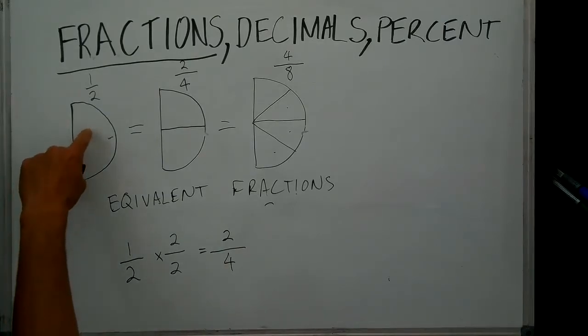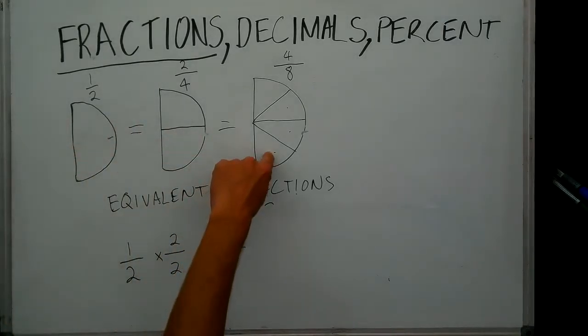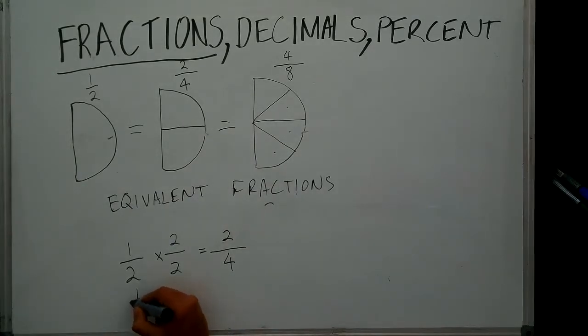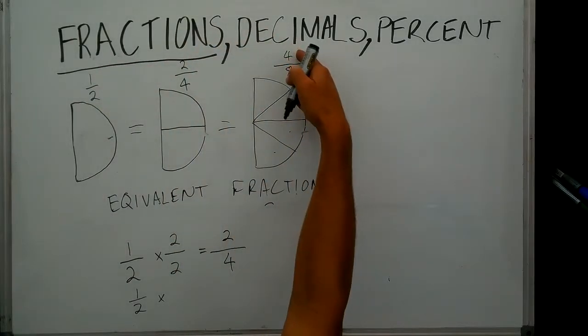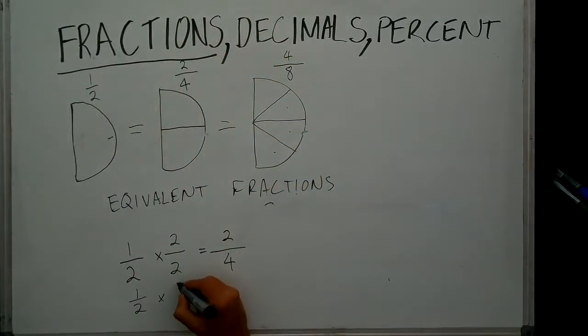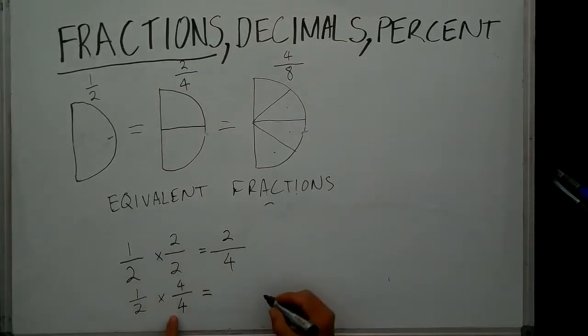If we started with here and we just cut it straight into that, we'd multiply, the 1 turns into a 4, the 2 turns into an 8, and we're multiplying by 4 over 4. So these are both 1s, and we end up with 4 eighths. Okay, so equivalent fractions.